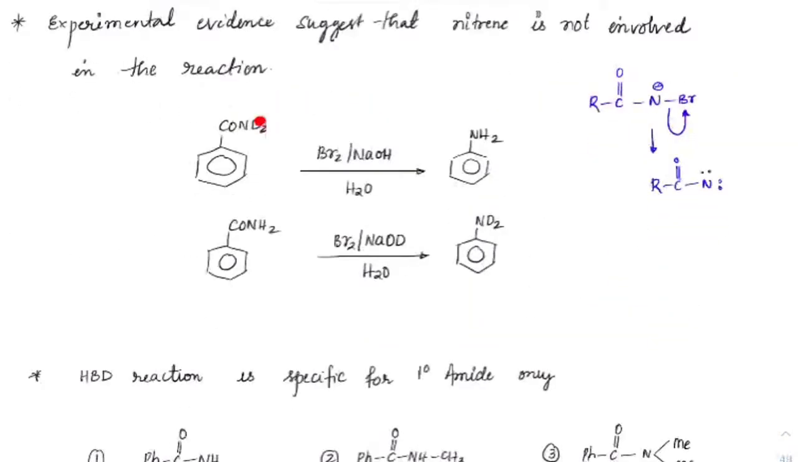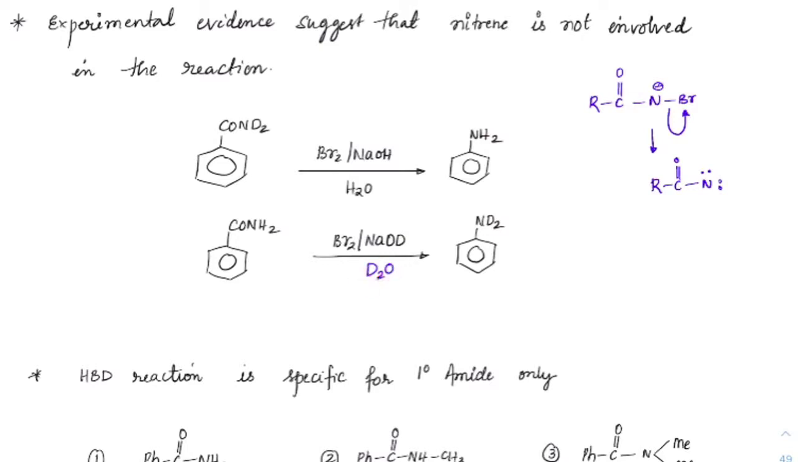So you may start with deuterium here, alright? So don't just simply remove CO and add ND2. Just check out the solvent also. So if it is H2O, the product will be NH2. Okay. If it is NaOD, this is D2O, sorry.